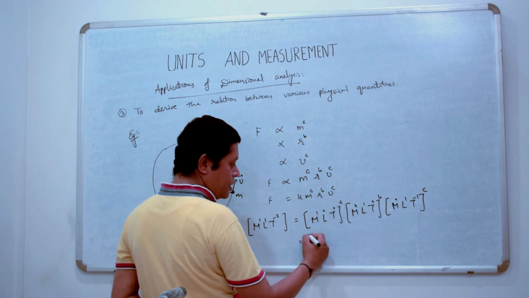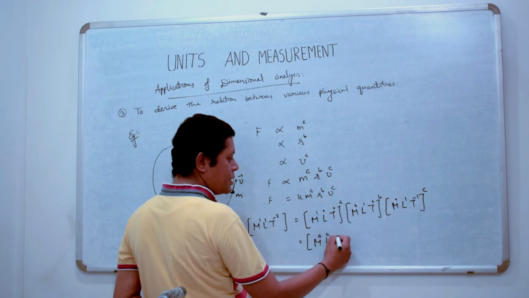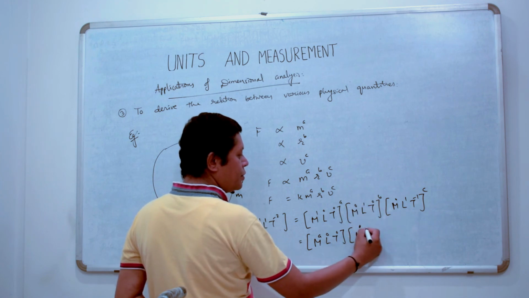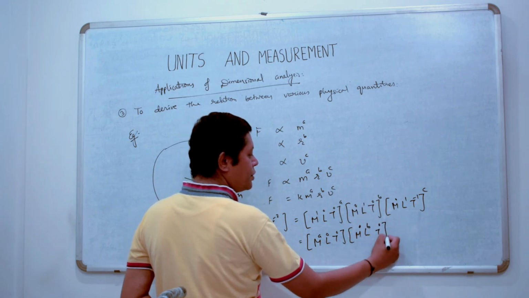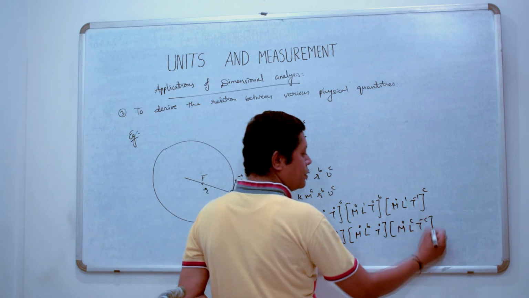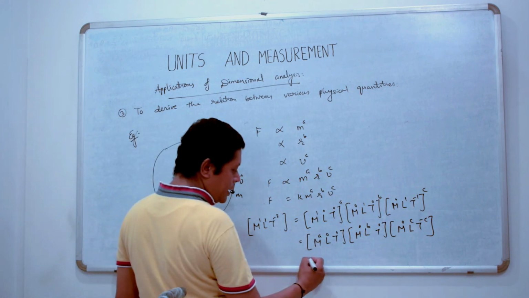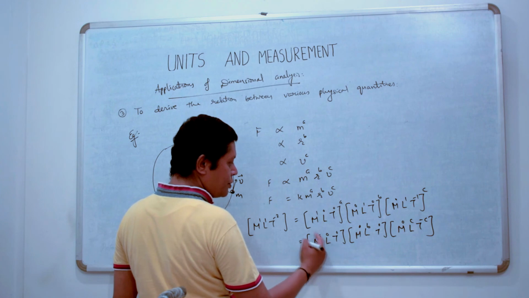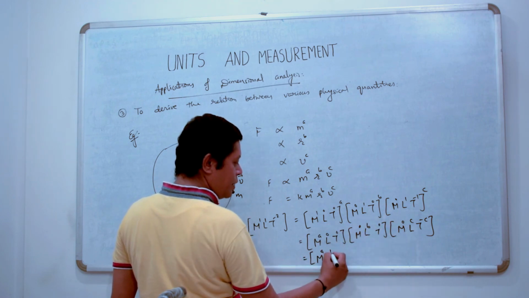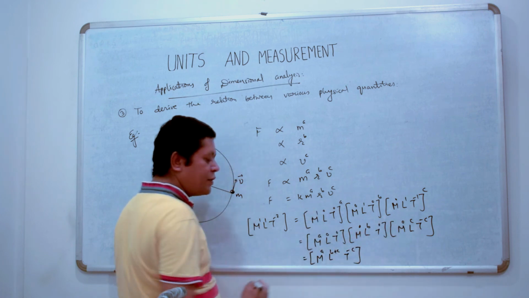Now if we simplify this, it is M^1 L^1 T^-2 on the left, and on the right M^a L^0 T^0, then M^0 L^b T^0, then M^0 L^c T^-c. Again, multiplying these quantities with the same base, for M it is a + 0 + 0, so M^a. For L it is 0 + b + c, that is b + c. For T it is 0 + 0 and -c, so T raised to -c.